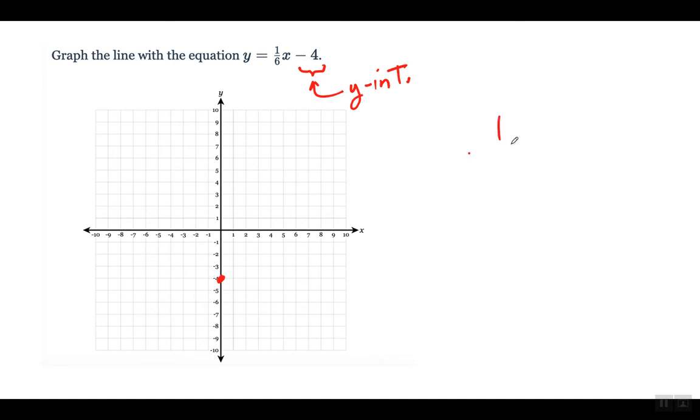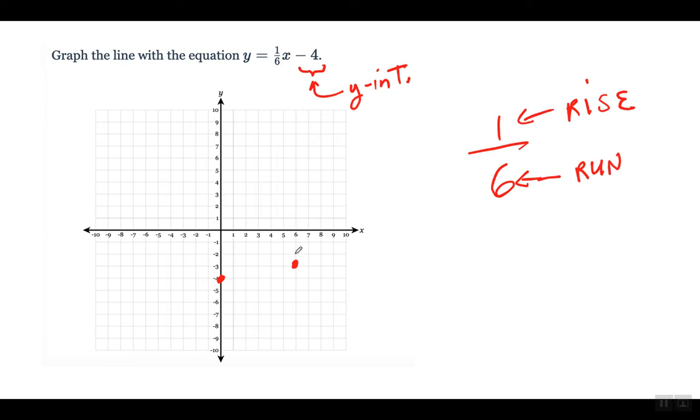The rise is 1. El rise es 1, que eso es la distancia verticalmente. And the run is 6. That's the horizontal distance. The rise is the vertical distance. The run is the horizontal distance. Así que el run es 6, que es la distancia horizontalmente. So up 1 and to the right 6. And just with that dot, like you're done. Delta Math will do the rest.